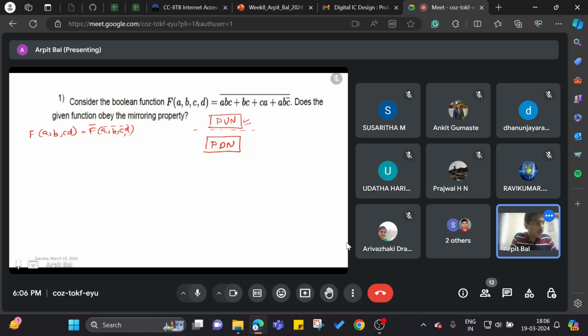Okay, so let us start with this question. This is the function that is given to us, this is the equation that is given to us. Let me simplify this a bit.